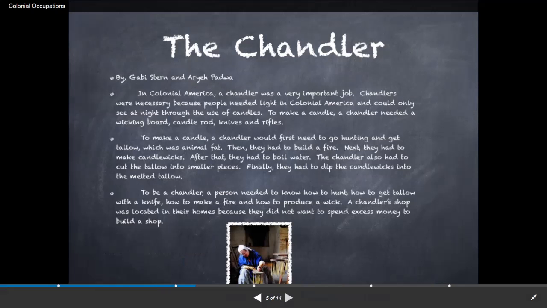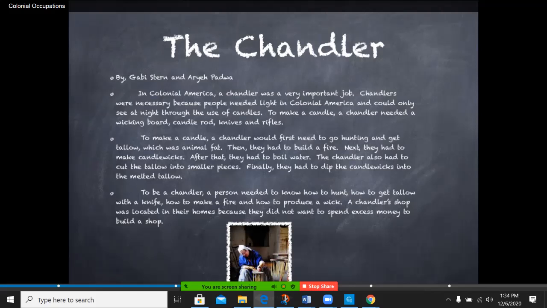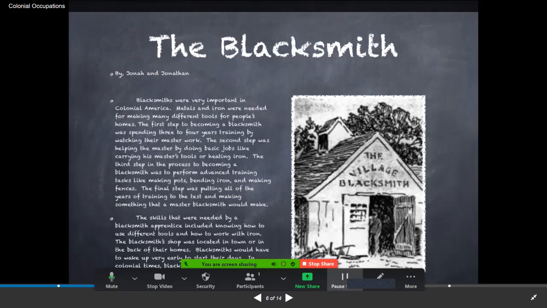The chandler is the person who made the candles. This is prior to the days of electricity, so if you wanted to see, you had to light a candle. No different than if we used an Ishkode. Fire is the light at this time. The blacksmith was someone who could melt down metals and make everything from tools to horseshoes to pots and kettles. Very important job within the colonial era.